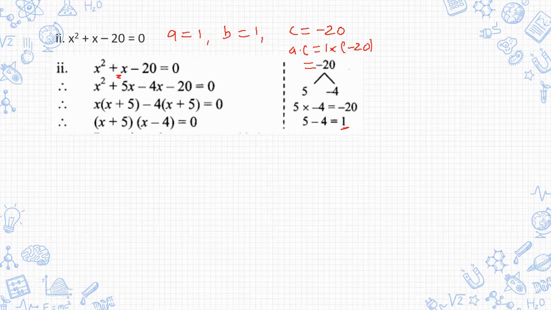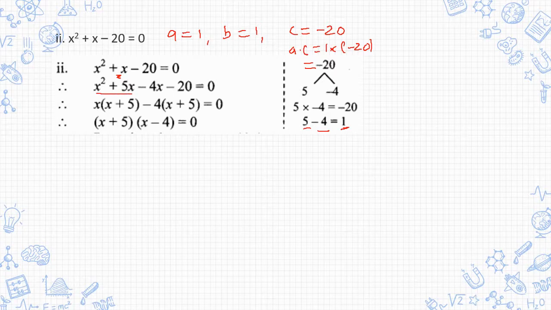So the two numbers that you can use to split up are 5 and minus 4. So the middle term I'll split as 5x minus 4x. If you see, 5x minus 4x will give you 1x back here. So I split the middle term as 5x minus 4x. Now you just pair it.